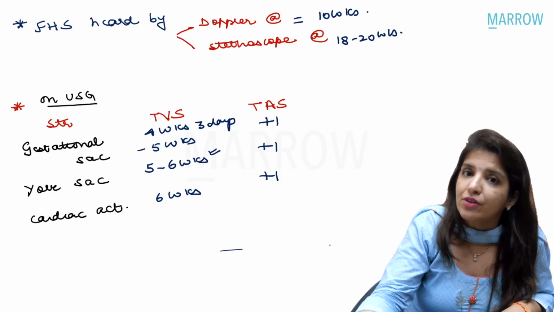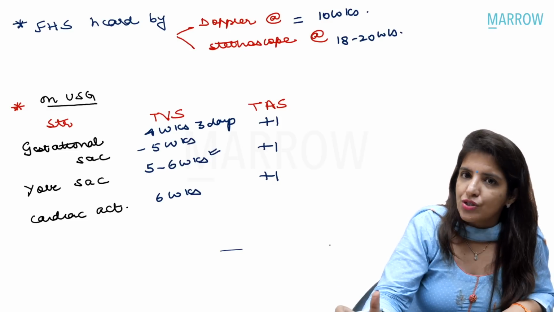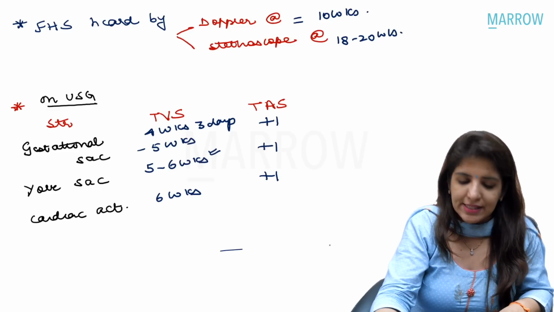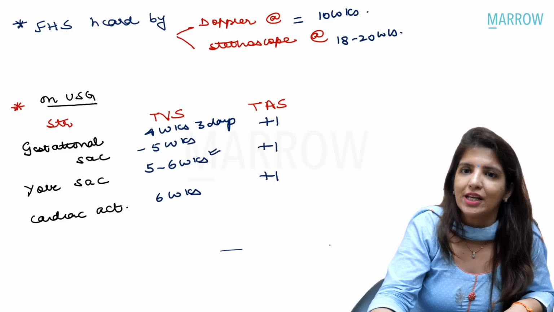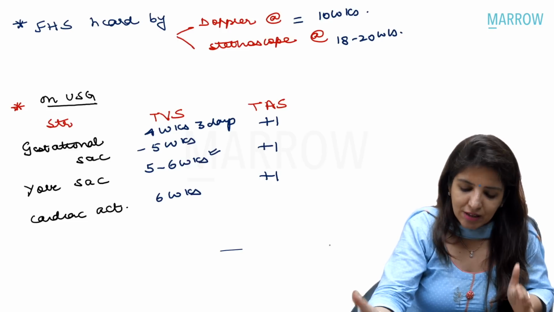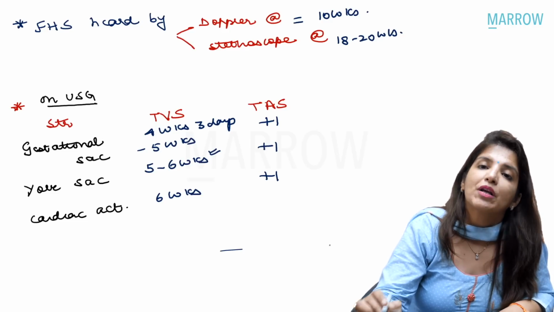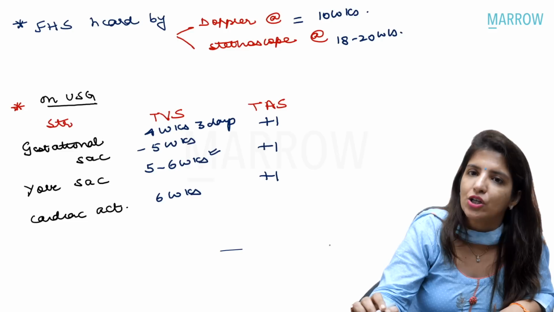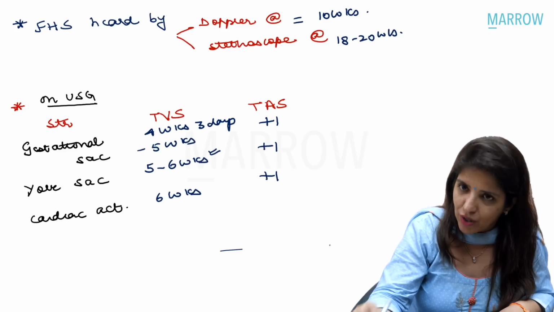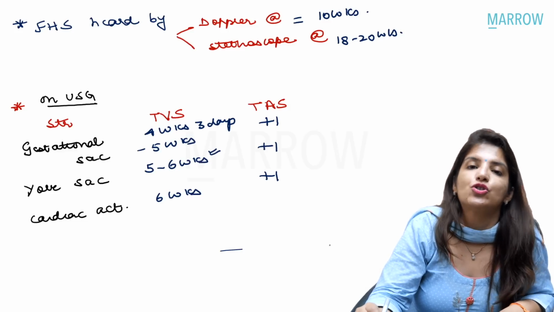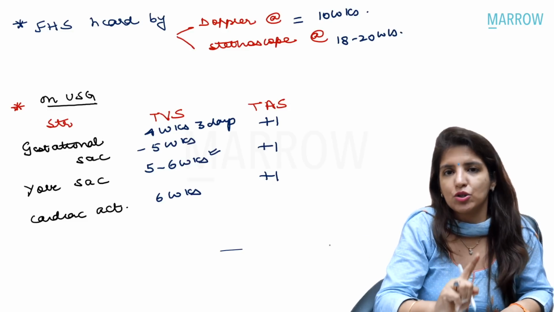Now let us look at ultrasound: what signs of pregnancy are visible and at what time. So on ultrasound, the first sign which you get of pregnancy is a gestational sac. Gestational sac can be seen between 4 weeks 3 days to 5 weeks on TVS. That means between 4.5 weeks to 5 weeks, you can see a gestational sac on TVS. Between 5 weeks to 6 weeks, you can see a yolk sac, and cardiac activity can be heard by 6 weeks by TVS, right? So between 4.5 to 5 weeks, you can see a gestational sac, yolk sac by 5 to 6 weeks, and cardiac activity on TVS by 6 weeks.